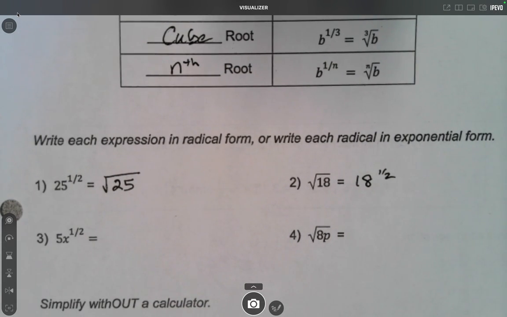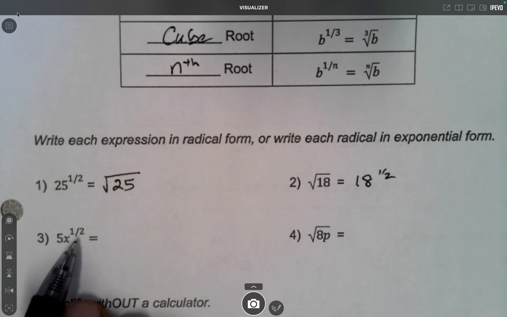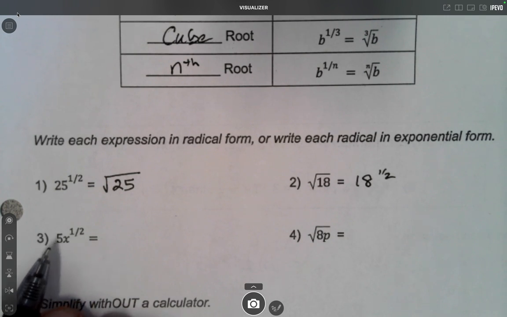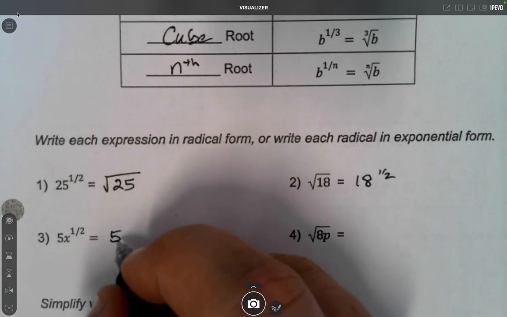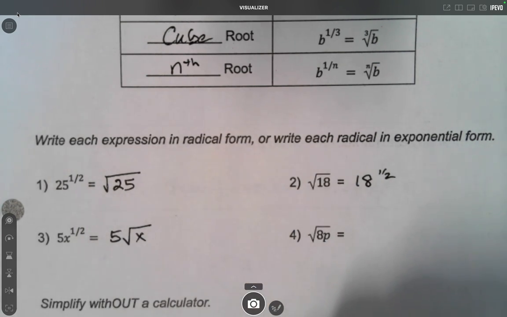Now, here's where you have to be careful. On number 3, the exponent of 1/2 is the same as the square root, but you have to pay attention to what that exponent is actually applying to. 5 is not being raised to the 1/2 power. Only the x is. So 5 stays exactly like it is, but the x can go under a square root.